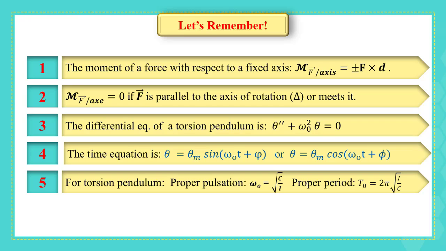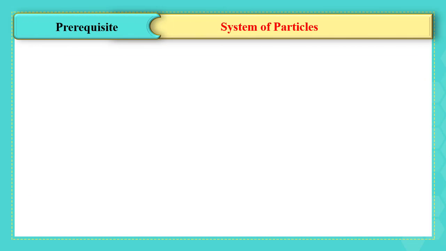For a torsion pendulum, the proper pulsation is omega 0 equals the radical of C over I. The proper period is T0 equals 2 pi radical I over C. Let's take some prerequisites first.